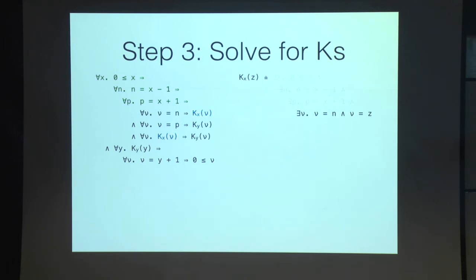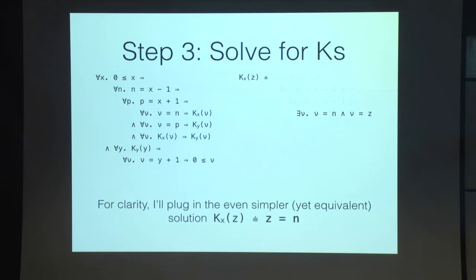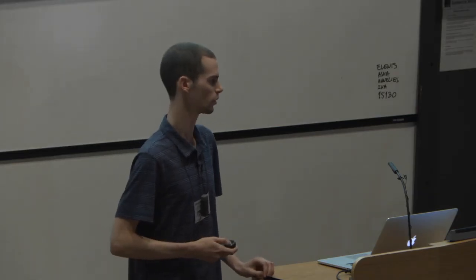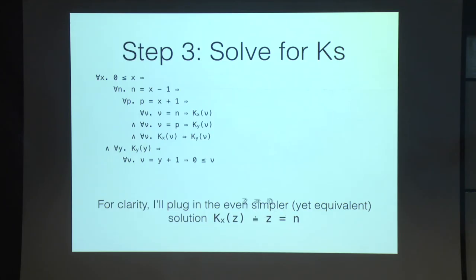And we get this much smaller solution. And we know that when we plug in that solution, the predicates we omitted will still be there in scope. To keep the slides readable, I'll plug in a slightly smaller equivalent solution, but it would still work if we plugged in the full solution. So there's our solution for kx, and now we solve for ky.